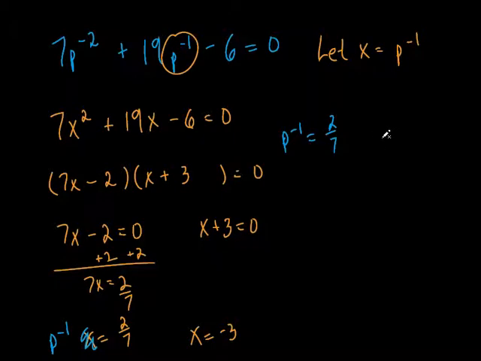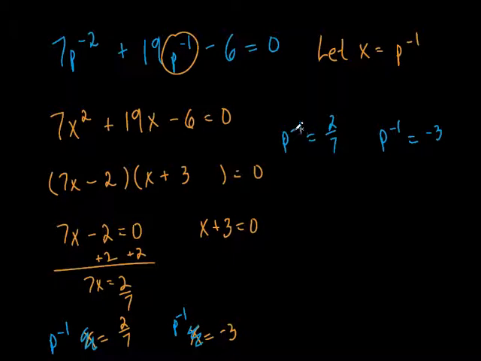And then, what else do we do? Instead of x equals negative 3, we go p to the negative first equals negative 3. Again, we substituted p to the negative first back in for the x, since we set them equal to each other up here. Now, what in the world do we do here? How do we solve for p? I know p to the negative first equals 2/7, but how do we solve just for p?